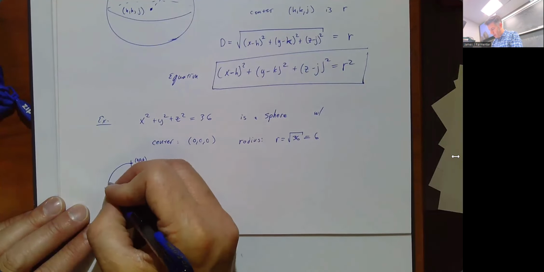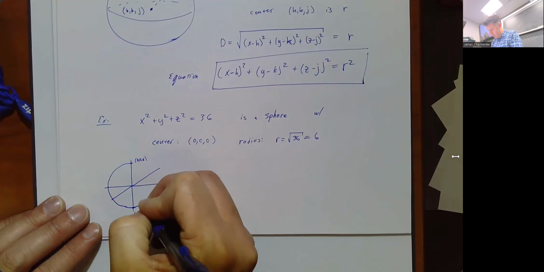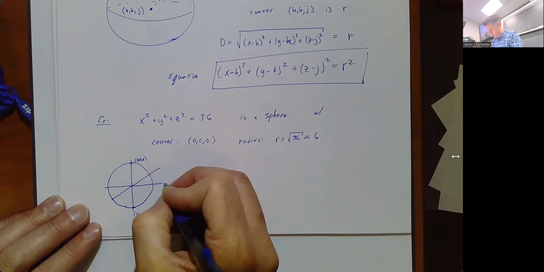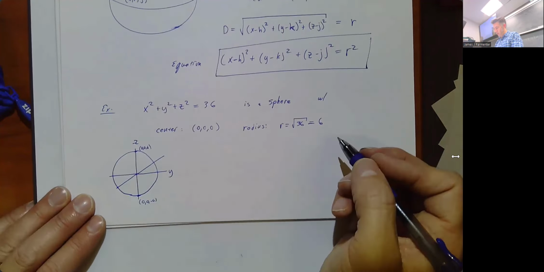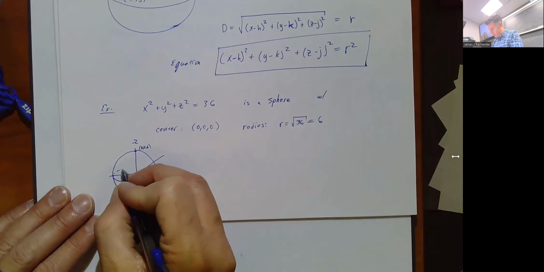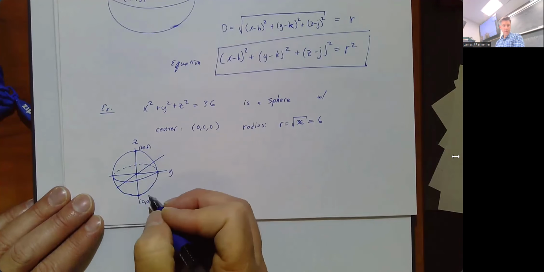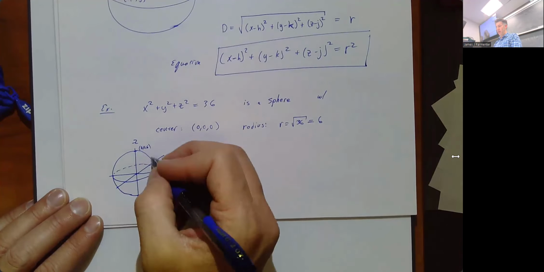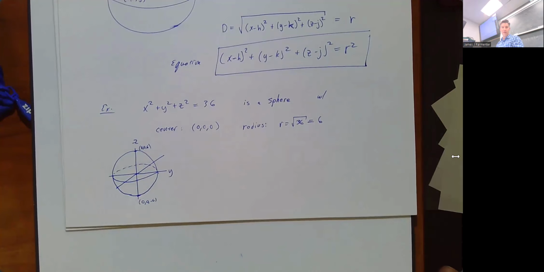And then I would try and draw the circle in the YZ plane. And then I would try and draw the circle in the XY plane. And I probably wouldn't draw the circle in the XZ plane. I'd be like, that's good enough. That looks like a sphere. I think we can all believe that's a sphere. Maybe.